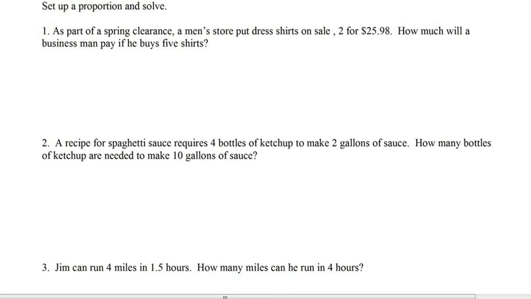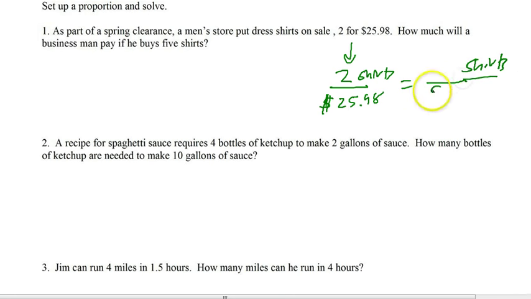Number 1, as part of a spring clearance, a men's store put dress shirts on sale, 2 for $25.98. That is our ratio right there. So if we bring that down, we get 2 shirts for $25.98. And the reason I'm putting units on there is because we want to make sure that we keep the same ratio. Remember, these have to be equal, so we put the units just so we know they match. All right, so on this one, that means we're going to get shirts over here and money on the bottom.